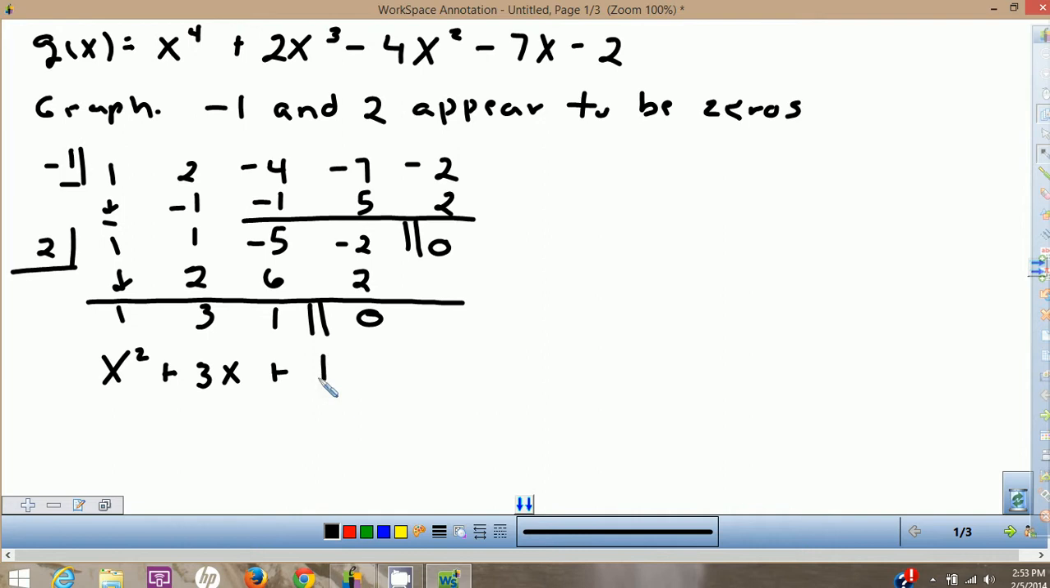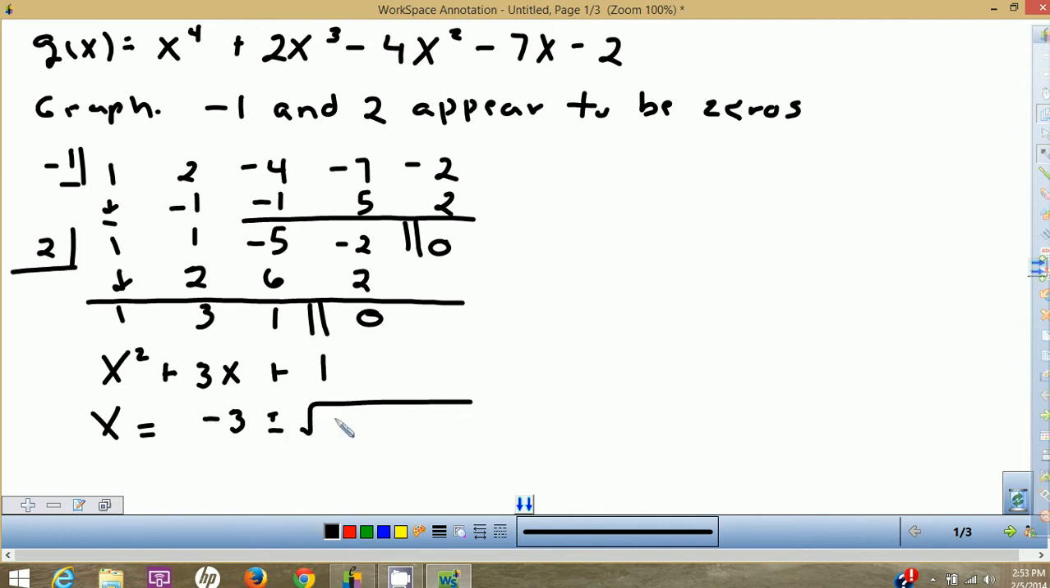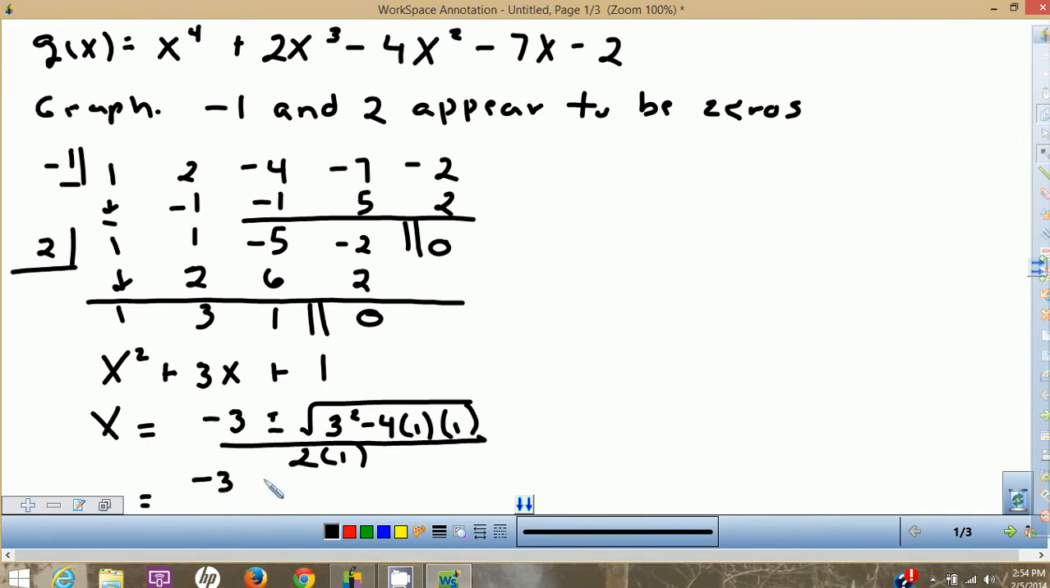Now, that doesn't obviously factor. So what am I going to do? Well, probably the easiest thing to do at that point is to put this into the quadratic formula. So x is equal to opposite b plus or minus the square root of b squared minus 4ac divided by 2a. Are you singing the song as you write it down? Simplify that and I get negative 3 plus or minus the square root of 5 over 2.